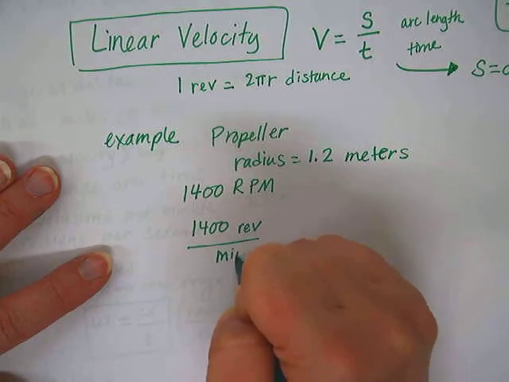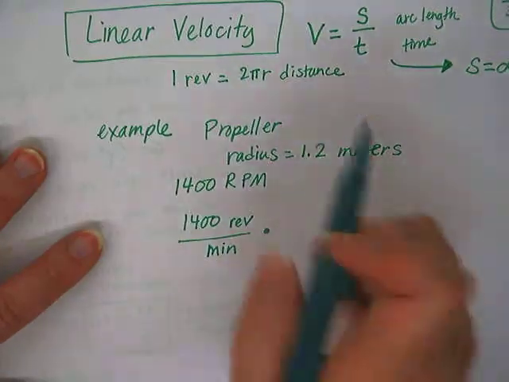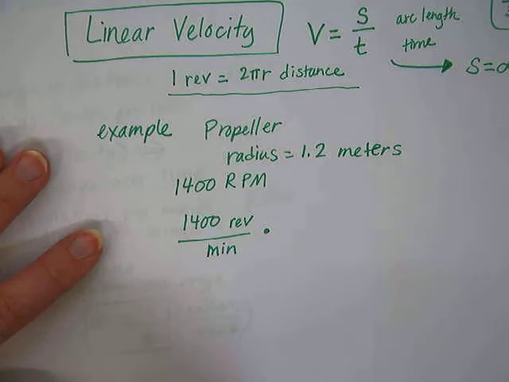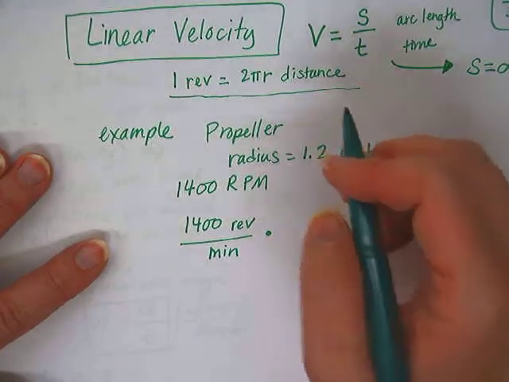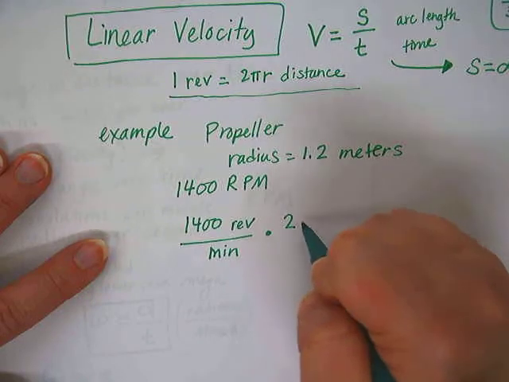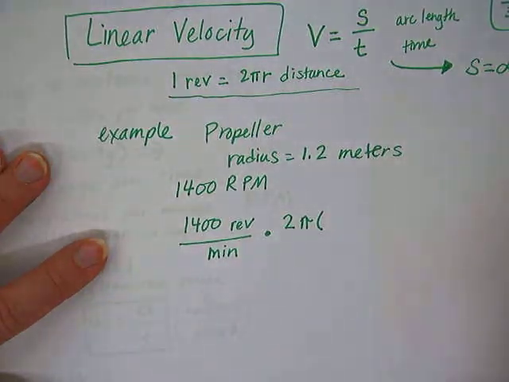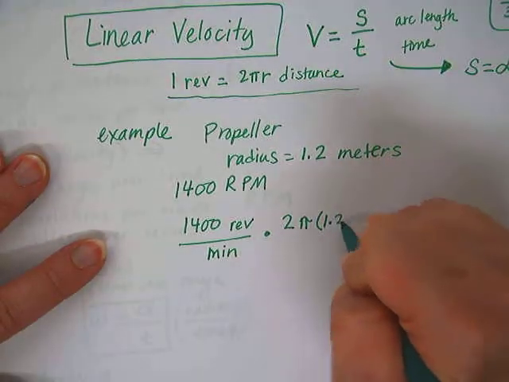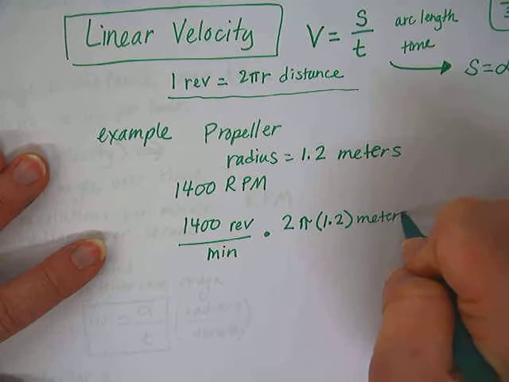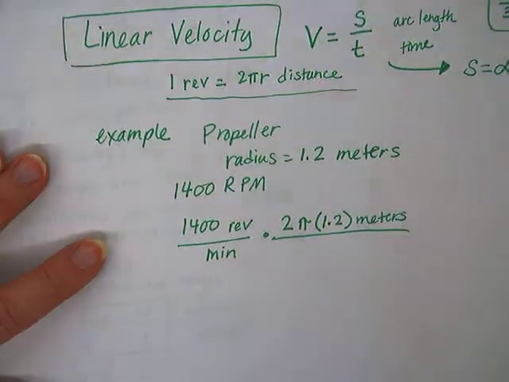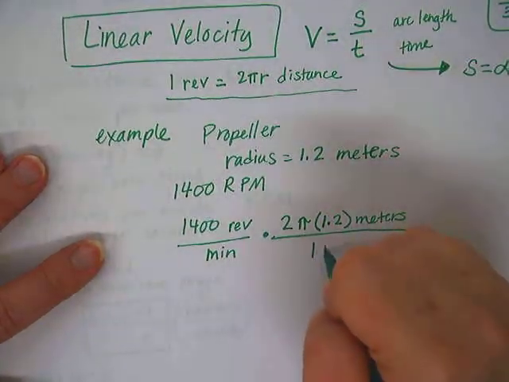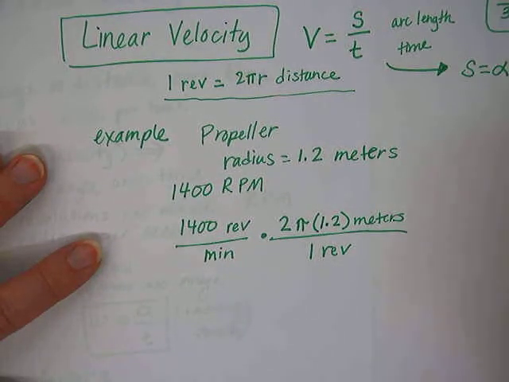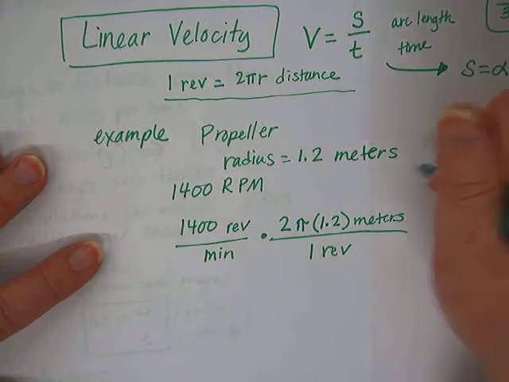Okay, so we would start with 1400 revolutions in a minute. Now here is where this comes into play. What did we say one revolution is? One revolution is 2 pi r. So 2 pi, and what's r for our propellers? 1.2 meters. So that is the circumference of those propellers for one revolution.